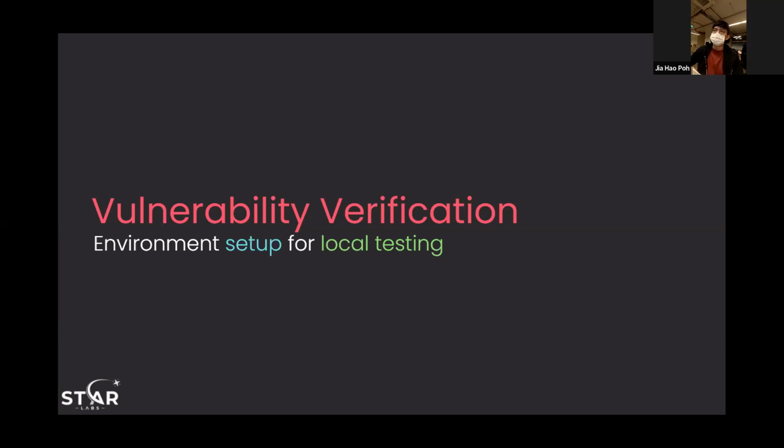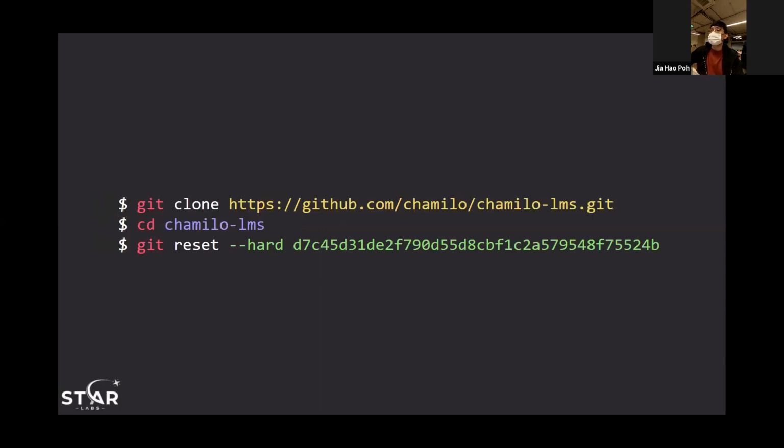In the next few slides, we'll just quickly run through how to set up a local Chamilo instance and test out some bugs. You don't have to do it now because we'll just look at code snippets later. Okay, so we have to obtain the source code. Let me just paste this into the chat so that you all can check it out later.